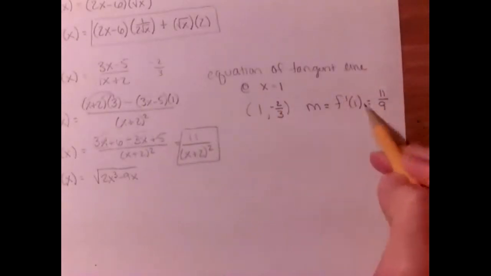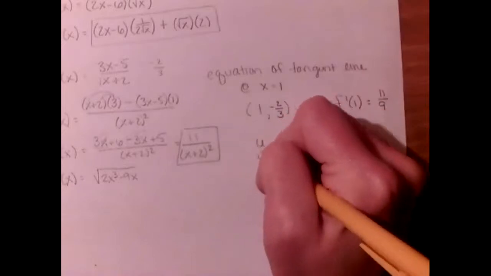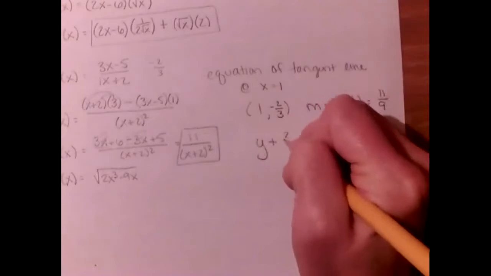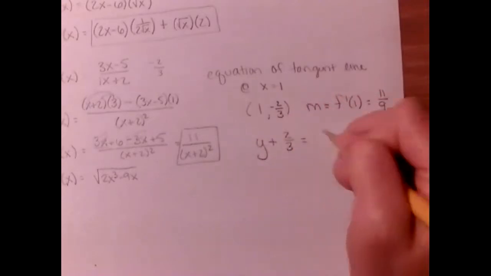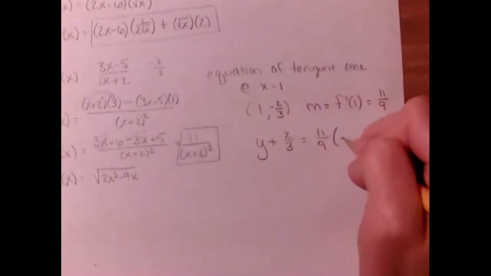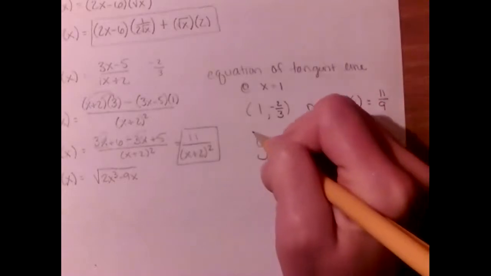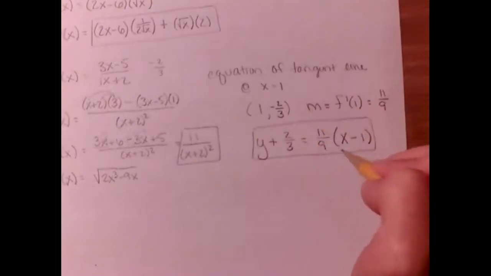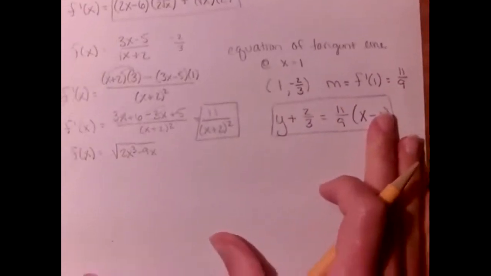And once you have your point and your slope, you can just put it all together. It's y minus the y value, which in this case, those are going to cancel. So y plus 2/3 equals the slope and then x minus the x value. Again, that wasn't on what you just did. I just kind of added that as an extra example problem.